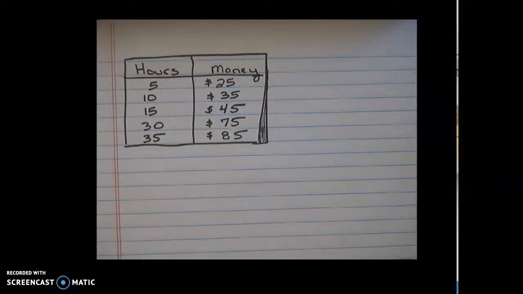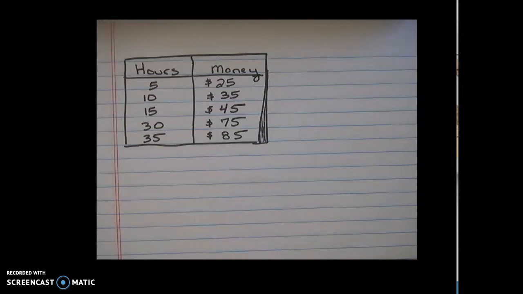Today we're going to take a look at how to find the slope of some points if you're given a table. And oftentimes you might be given a table something like this that talks about, in this case, how many hours you work and how much money you make. And they might ask some kind of question like, all right, how much does this person make per hour?